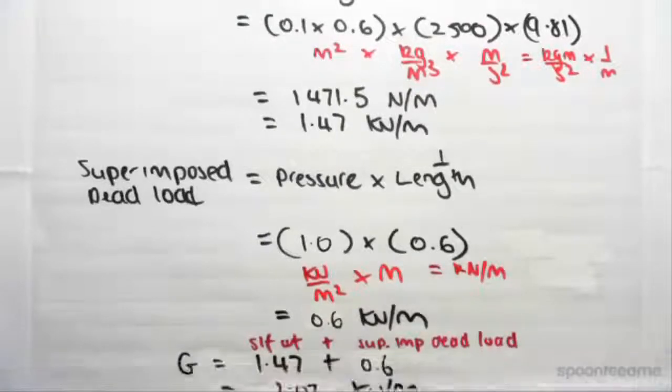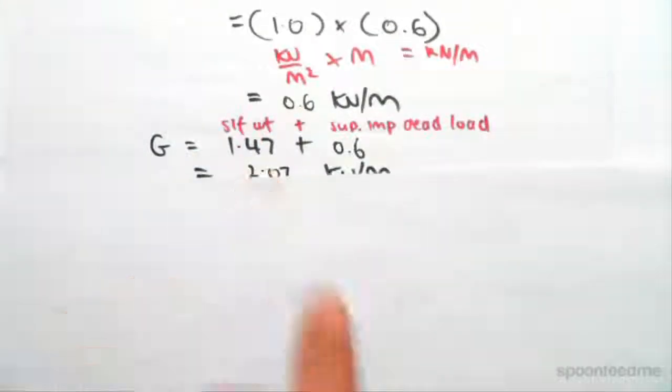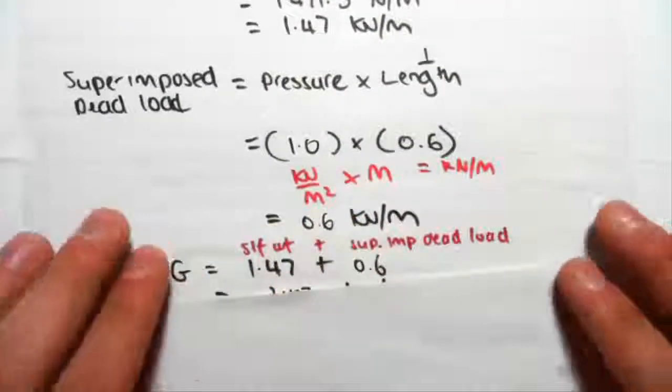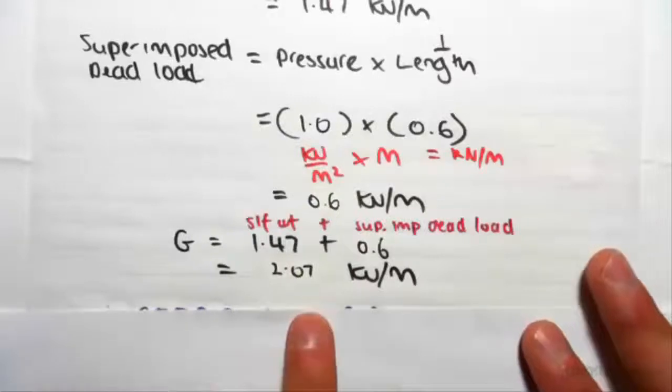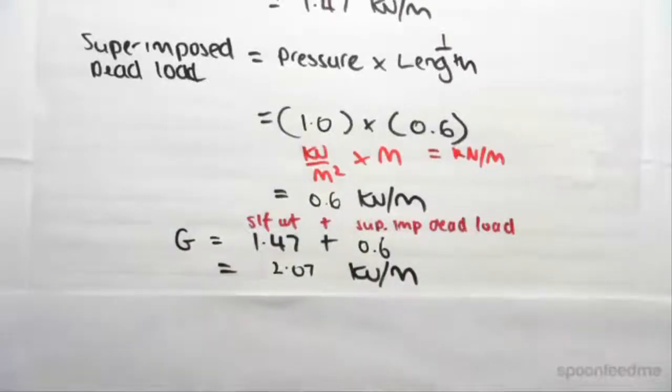Now we can work out the total dead load. We said that the dead load is the addition of self-weight plus superimposed dead load. So working this out, 1.47 we saw over here, and 0.6 we just worked out now. Adding those together would give us 2.07 kilonewtons per meter. Once again, this is just the dead load.